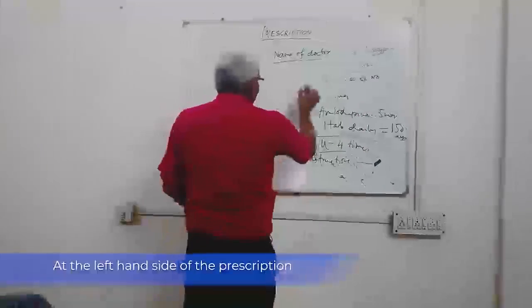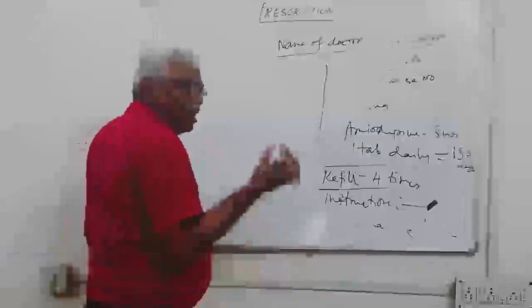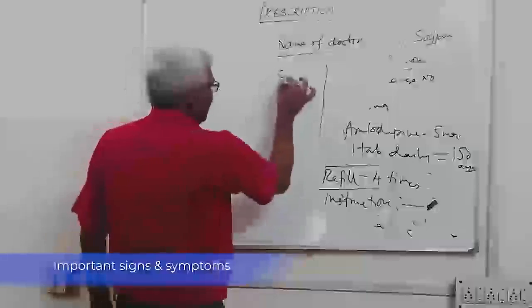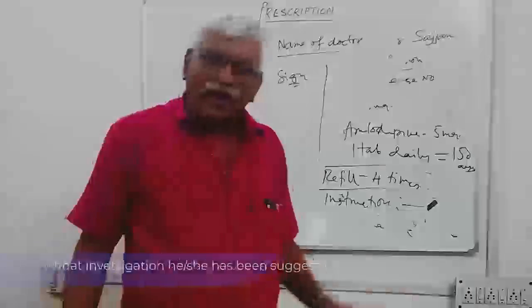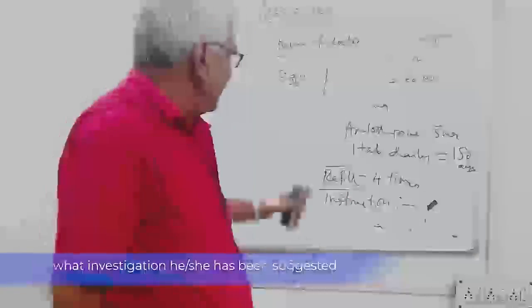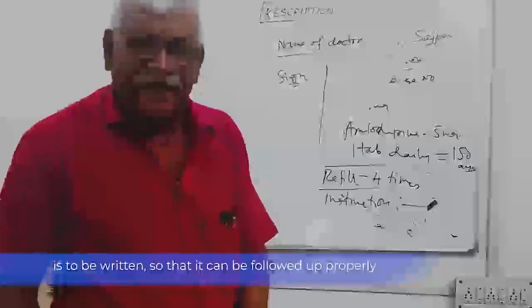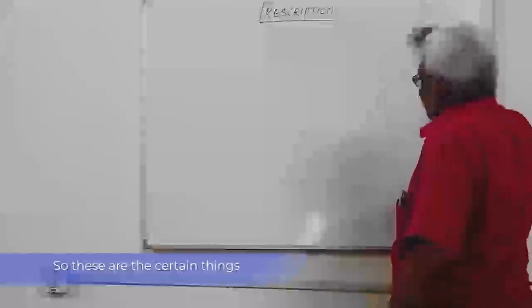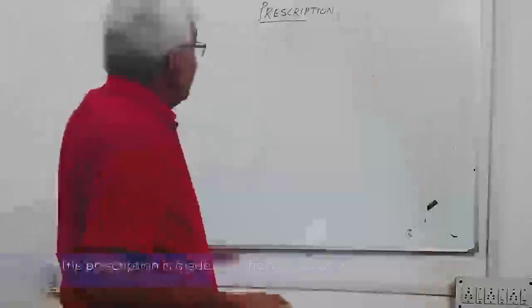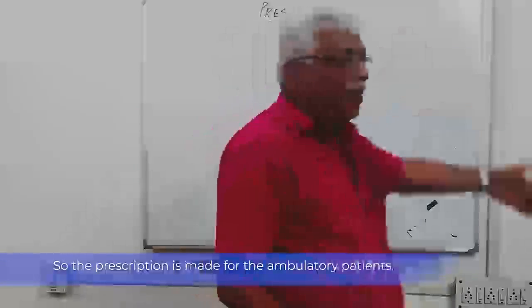At the left-hand side of the prescription, important signs and symptoms. What the patient has come for, his vitals, what investigation he or she has suggested should be written so that it can be followed out properly. There are certain things that have to be kept in mind. So the prescription is made for the ambulatory patient who can come to your chamber.